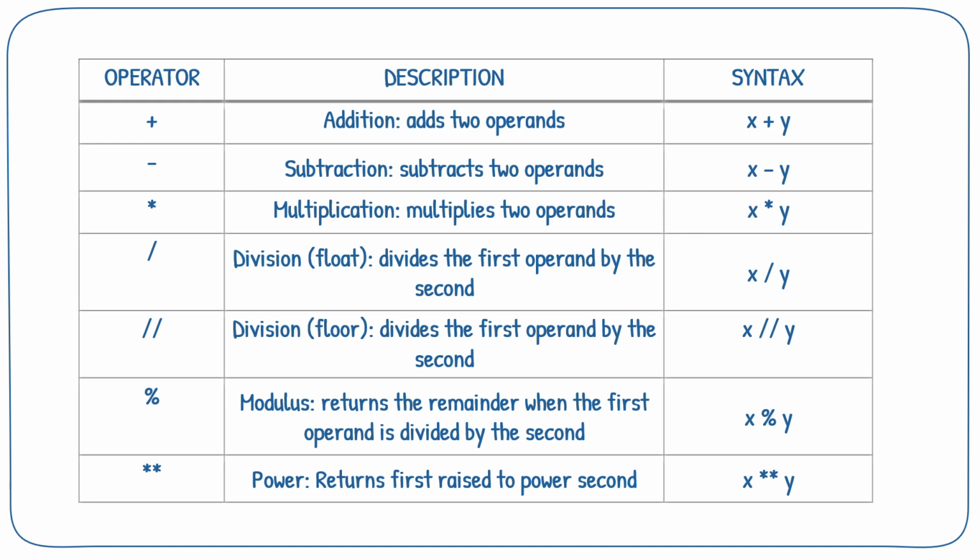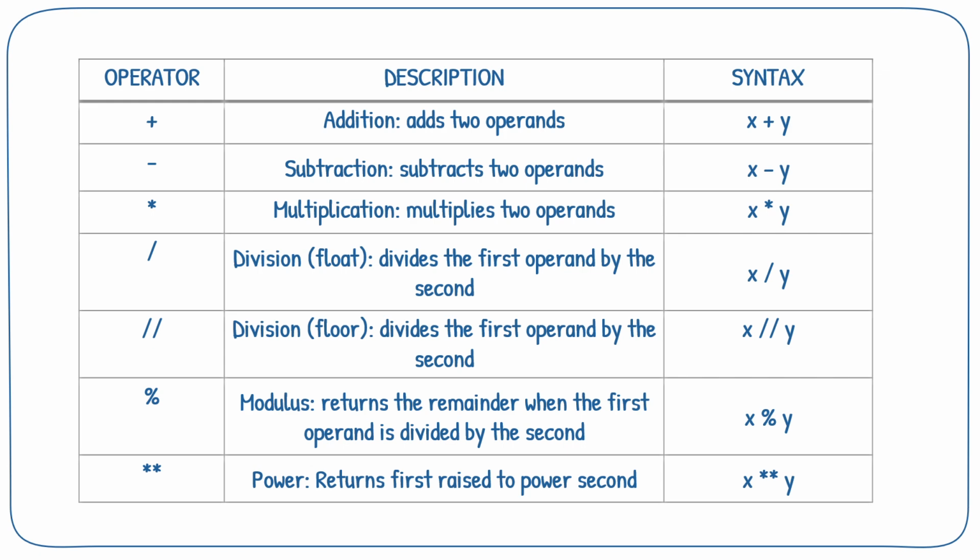When there is an expression which contains multiple arithmetic operations, then we follow a specific order for deciding which operation operates first. The order of evaluation is that first the parentheses, that are the brackets, then exponent, that is the power, then multiplication, division, modulus, and floor division. These are given the equal priority. And then finally addition and subtraction are done.